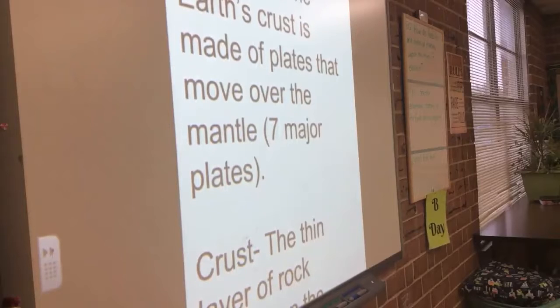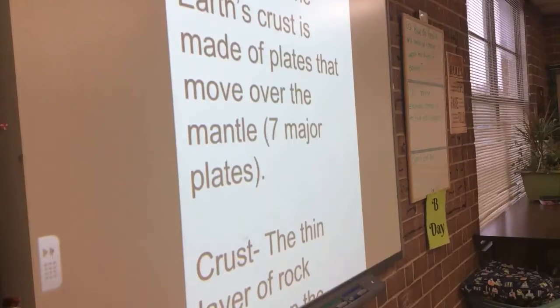All right, so plate tectonics is a theory. It's not a law, but it is a theory that says the Earth's crust is made up of giant plates that move over the mantle.